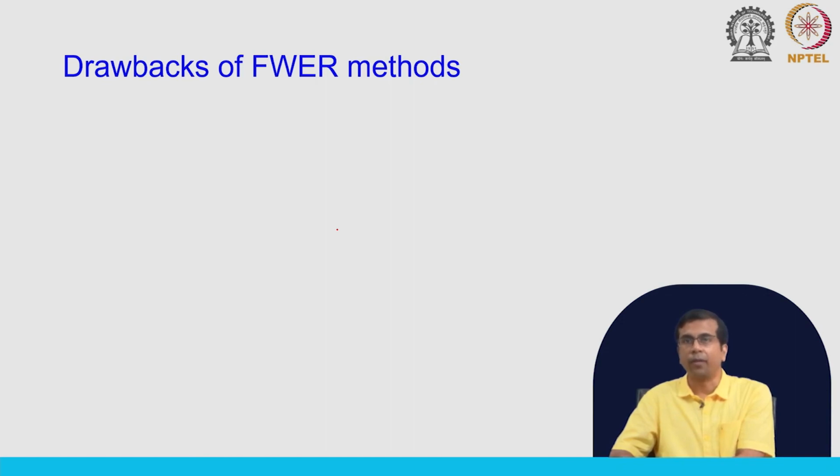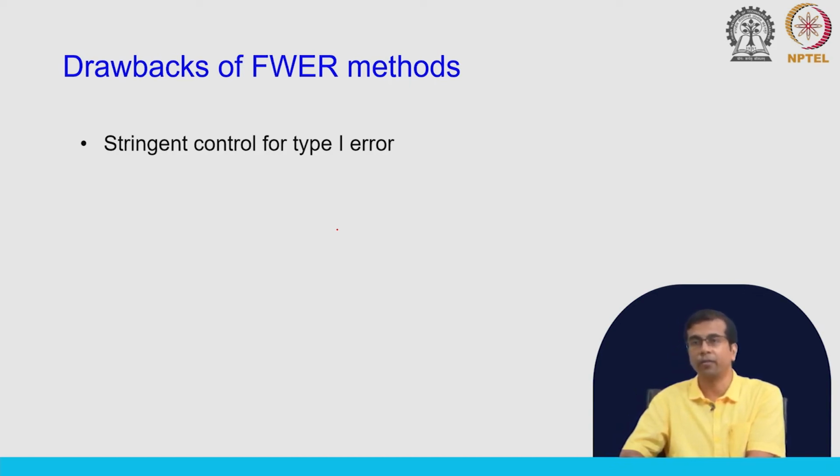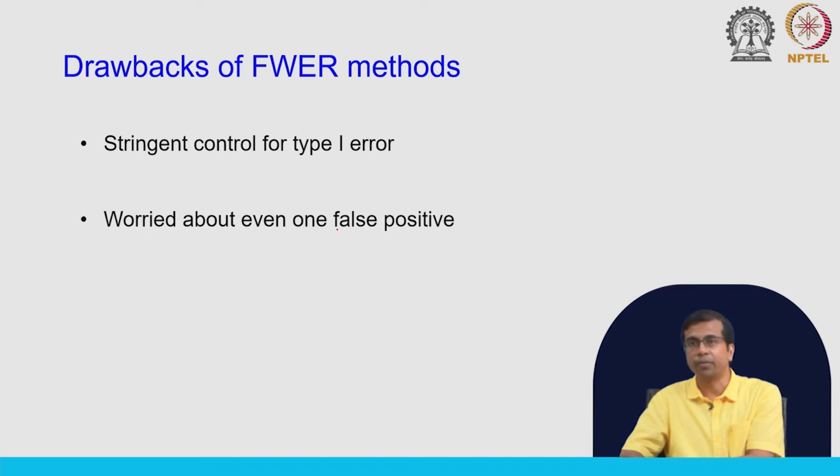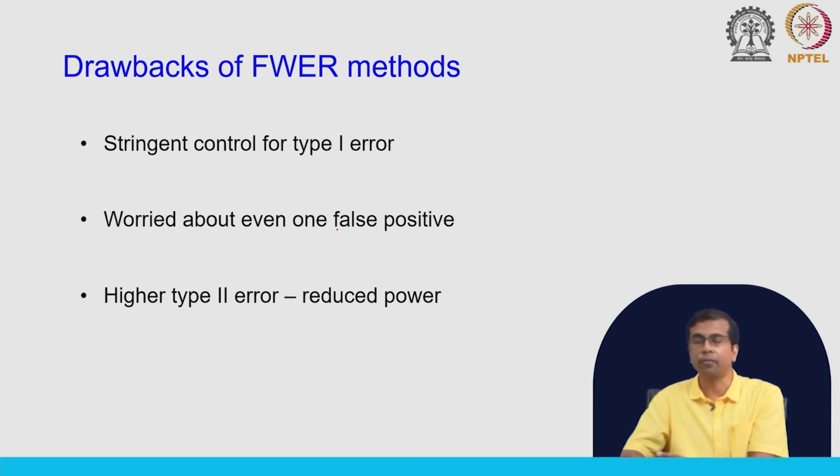So, what are the drawbacks of these FWER methods, the family wise error rate methods? One is of course that this is a very stringent control for type 1 error. We are worried about committing even a single type 1 error, because we want to keep the overall alpha at 0.05, even after doing these 10,000 tests. We are worried about even one false positive out of these 10,000 tests, and as a consequence the type 2 error is higher in these methods, and we have reduced power. Higher type 2 error means we have more false negatives, where H naught is actually false, but we are not rejecting H naught. So, this leads to a lot of false negatives.